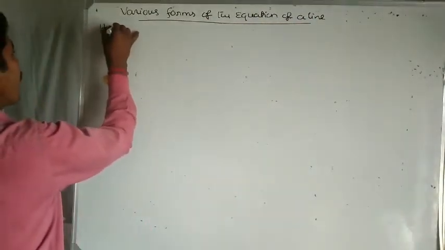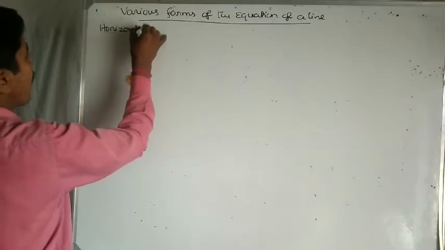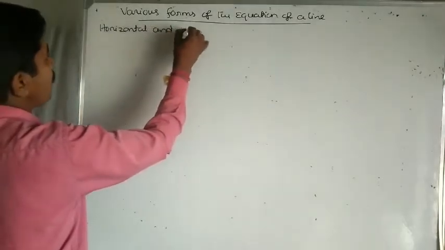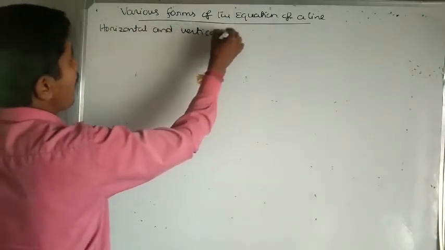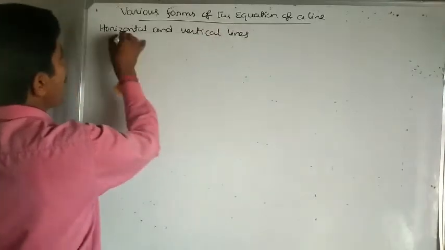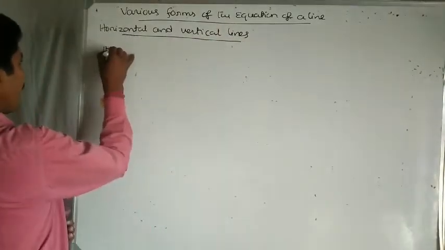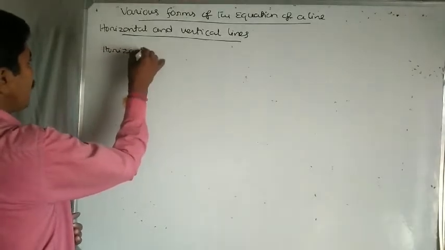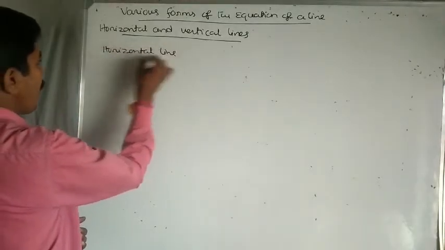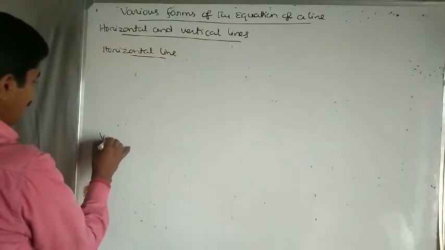First heading, horizontal and vertical lines. Already we have seen how to define horizontal and vertical lines. First I am taking the horizontal line. So next one, vertical line.